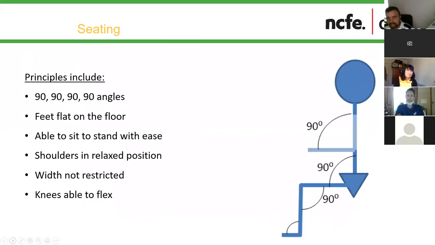So let's just talk about seating then. When we assess a patient for seating, we need to be at the 90 degree angle. In other words, when we sit in a chair, our back should be straight, our head should be up, and our elbows should be at 90 degrees. Okay, that's the first rule.